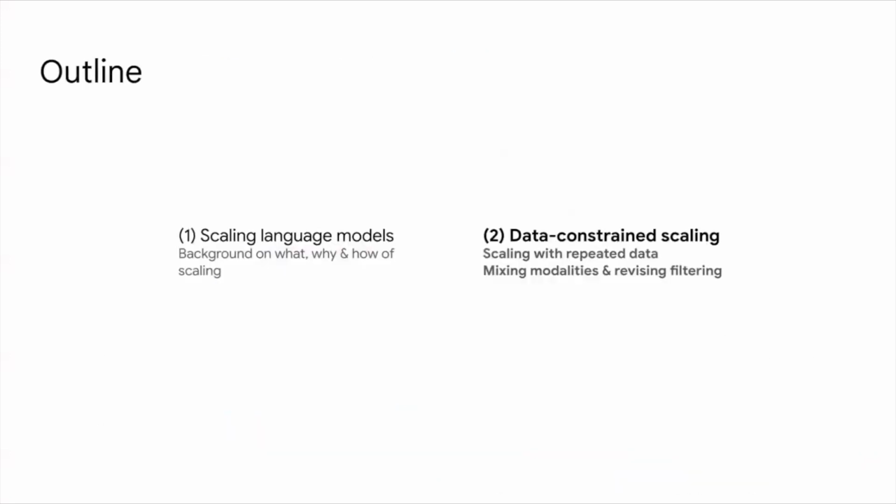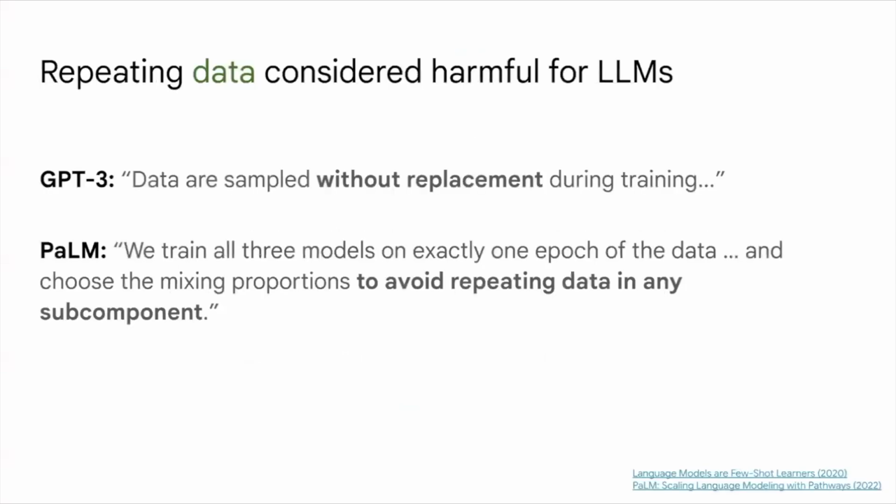All right, let's go into the second part. So the first idea is you can simply repeat data in order to get more data. However, the current consensus, or the consensus prior to this work, for training large language models was that repetition is harmful. So in the GPT-3 work from 2020, they write data sampled without replacement during training. And then 2 years later in PaLM, they say we train all three models on exactly one epoch of the data and choose the mixing proportions to avoid repeating data in any subcomponent.